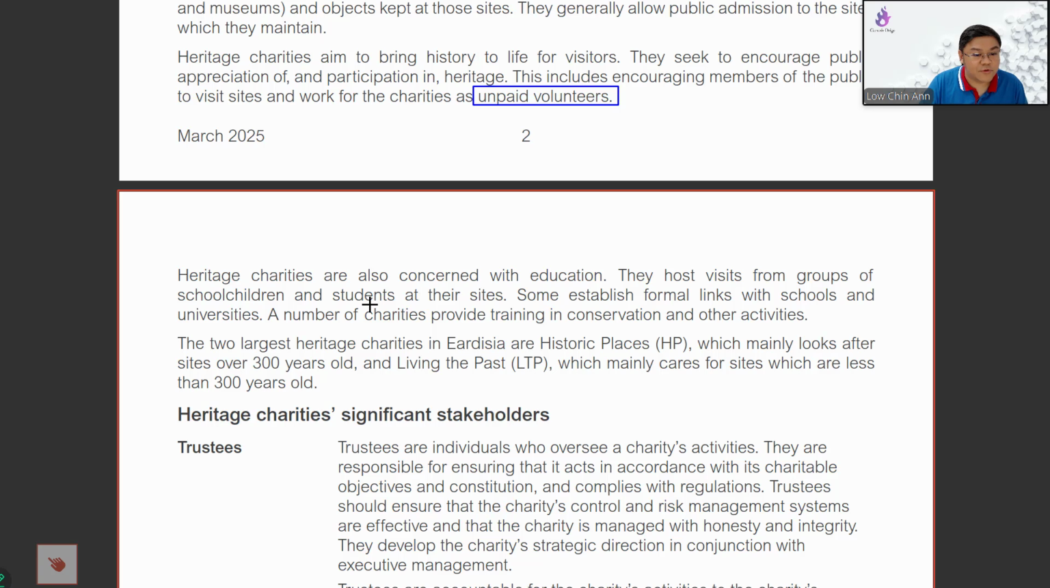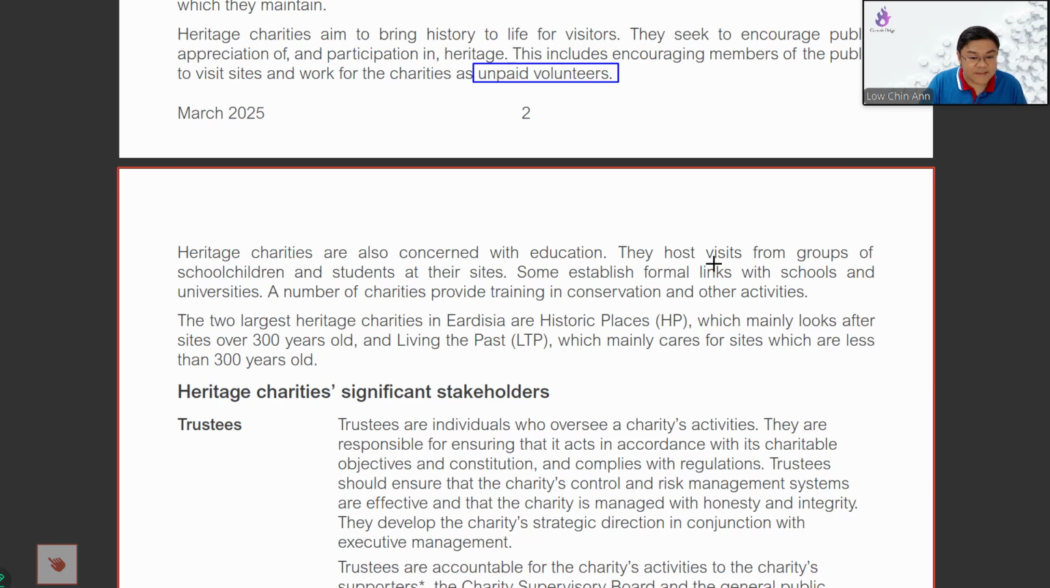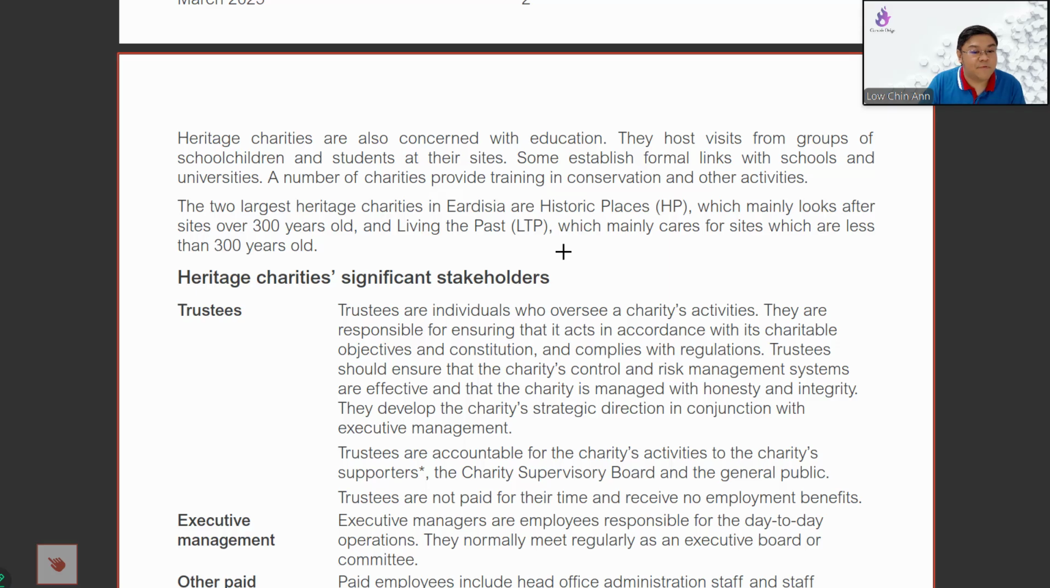Heritage charities are also concerned with education. They host visits from groups of school children and students at their sites. Some establish formal links with schools and universities. Now, a number of charities provide training in conservation and other activities.